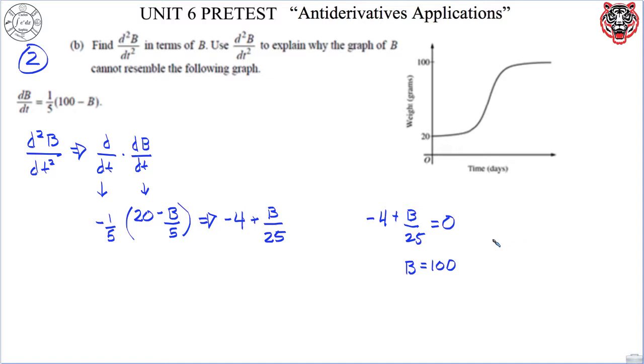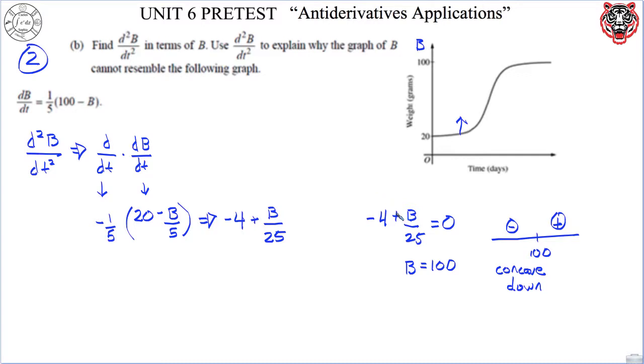Using our second derivative test, when we make our number line and have 100, what happens when B is less than 100? If I have something like 50, so B is 50, negative 4 plus a small positive is going to be a negative value, and it switches over 100. We're looking at B over here, this is our axis for B. It starts at 20, it doesn't start at 0. So between 20 and 100, between here and here, we are concave down. And right here, we're concave up. That's why this is wrong.